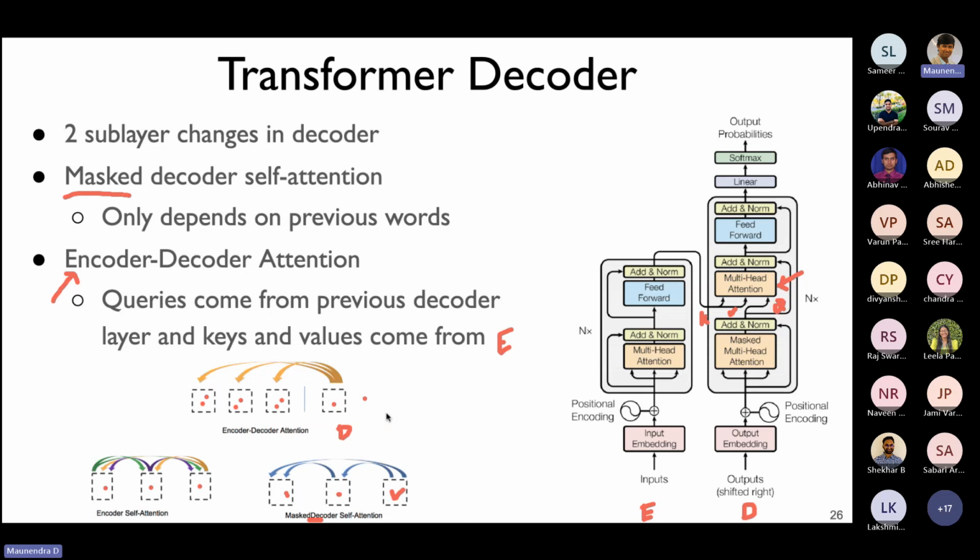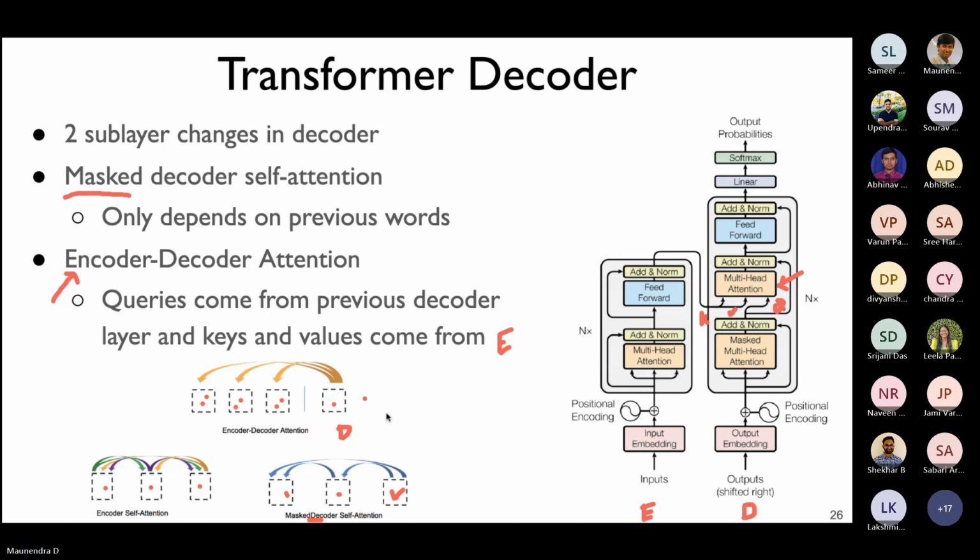So the shifted right part gives the next word as the ground truth, so that we can compute the loss function and update. So that's what shifted right is.